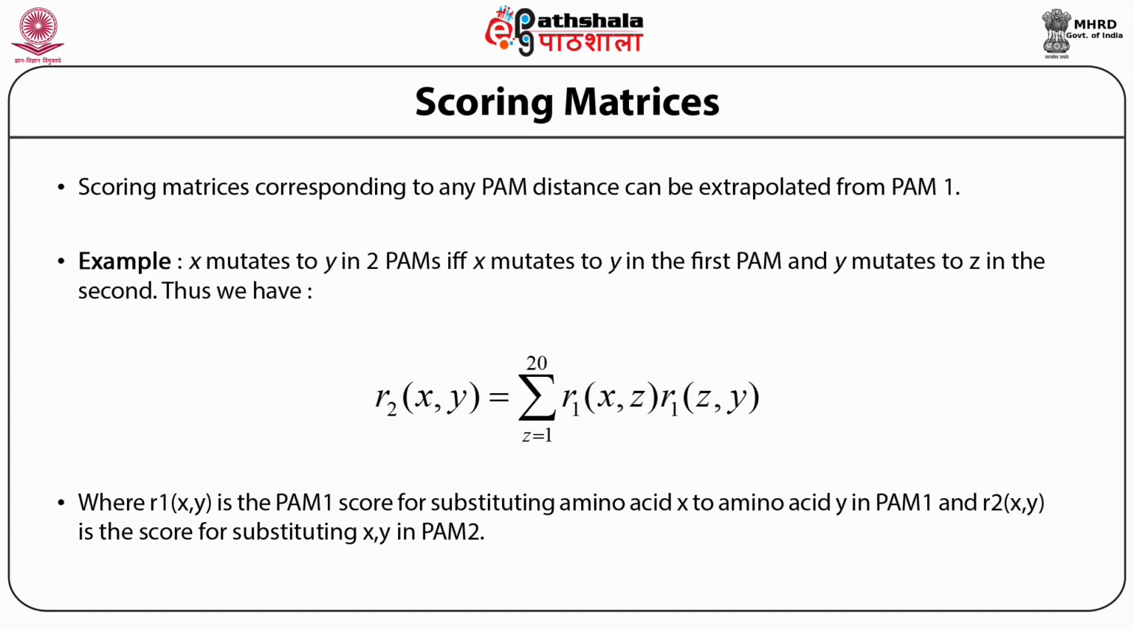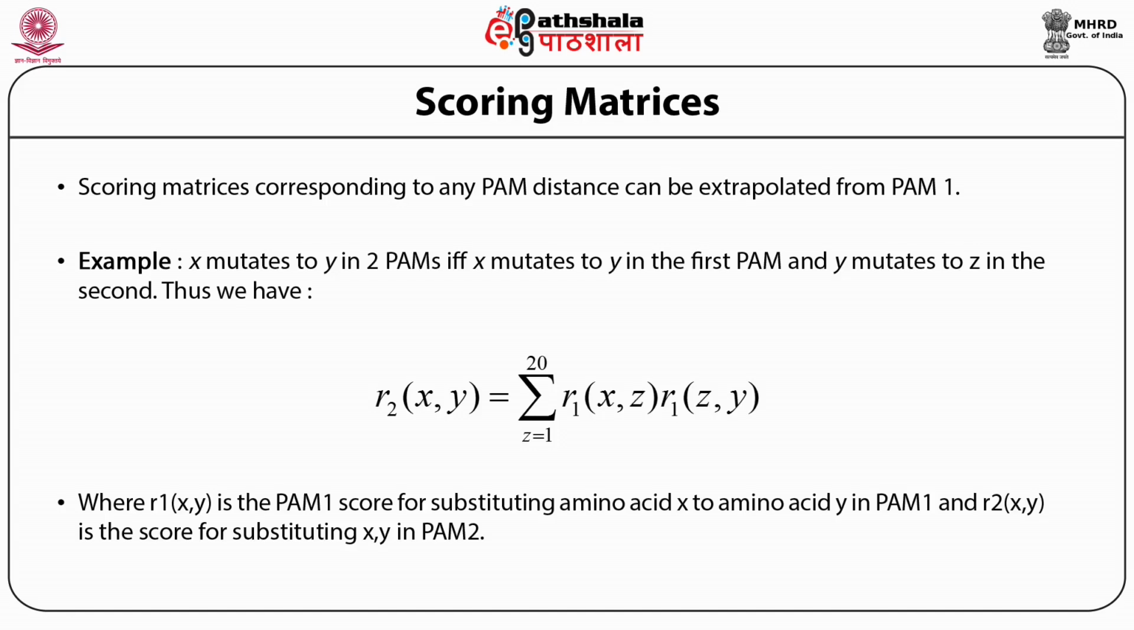Maybe 2%. So if amino acid X changes to Y in, say, PAM1 and then changes to Z in another PAM1, I would like to know the probability that an amino acid has changed from X to Z. Now think about it. When you are looking at the protein, you don't know what has happened in between. You just know 2 PAM units have passed. So X may have changed to Y, Y may have changed to Z. But X may also have changed to A, and A would have changed to Z.